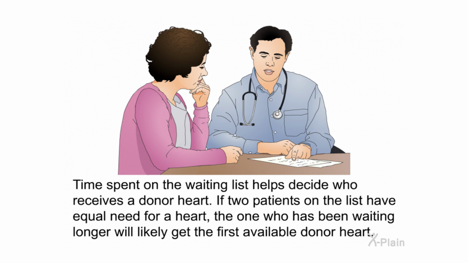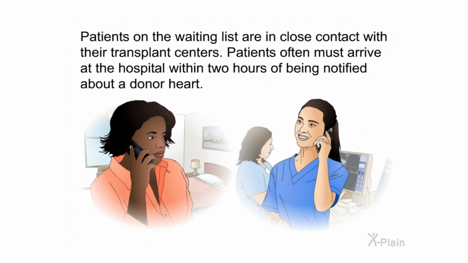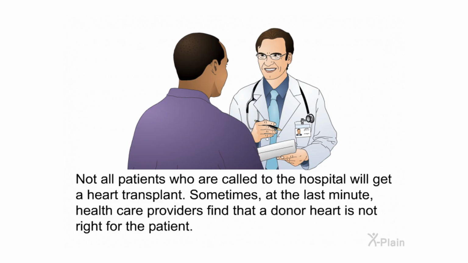Time spent on the waiting list helps decide who receives a donor heart. If two patients on the list have equal need for a heart, the one who has been waiting longer will likely get the first available donor heart. Patients on the waiting list are in close contact with their transplant centers. Patients often must arrive at the hospital within 2 hours of being notified about a donor heart. Not all patients who are called to the hospital will get a heart transplant. Sometimes at the last minute, healthcare providers find that a donor heart is not right for the patient.